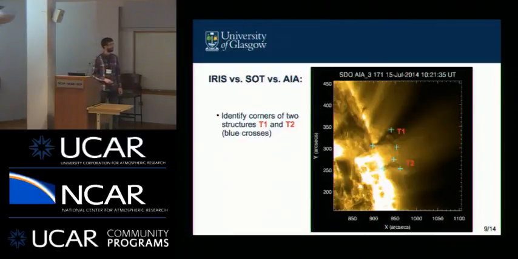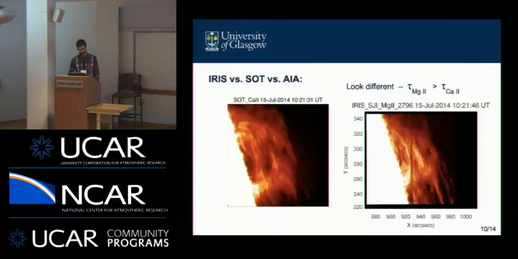So going back to the AIA images, we can roughly mark out where the corners of these 2 structures are, which are marked here in blue crosses. And then we can overlay that on both the SOT Ca II and the IRIS Mg II images. Now what we see is that in the region outlined in the SOT Ca II by these blue crosses, we can see the prominence legs showing up pretty brightly with a bit less emission in the middle. But the same is not true in the IRIS Mg II.